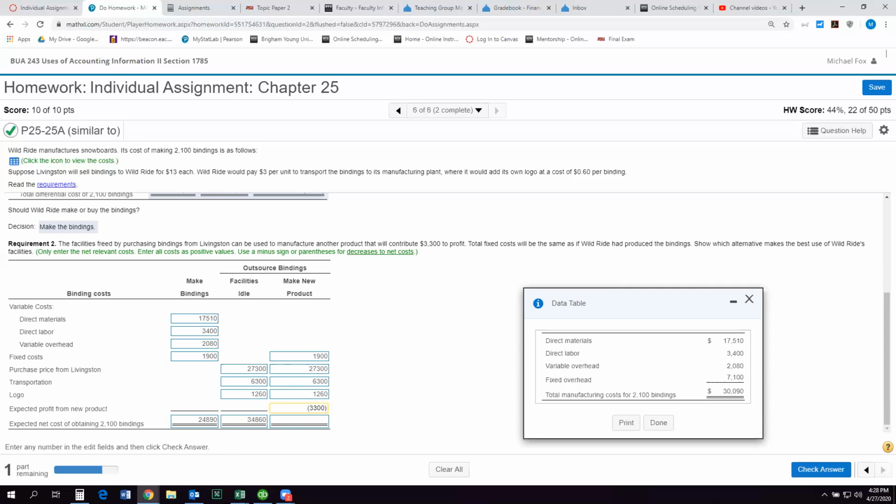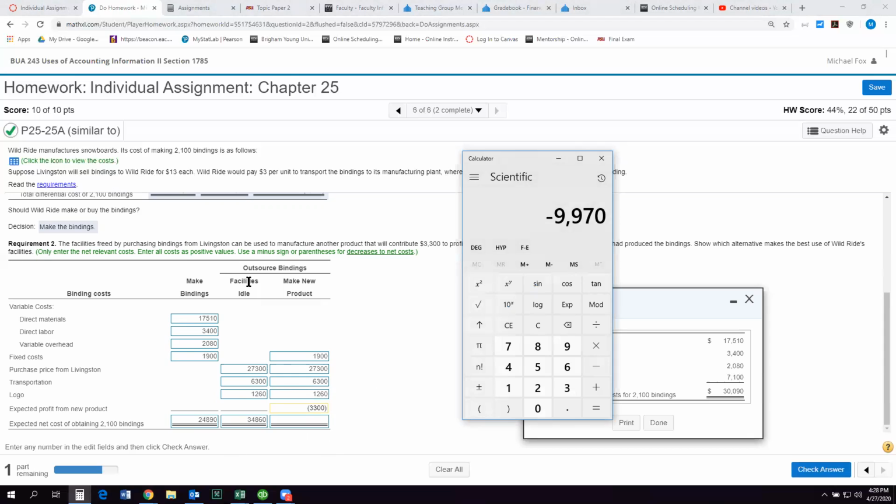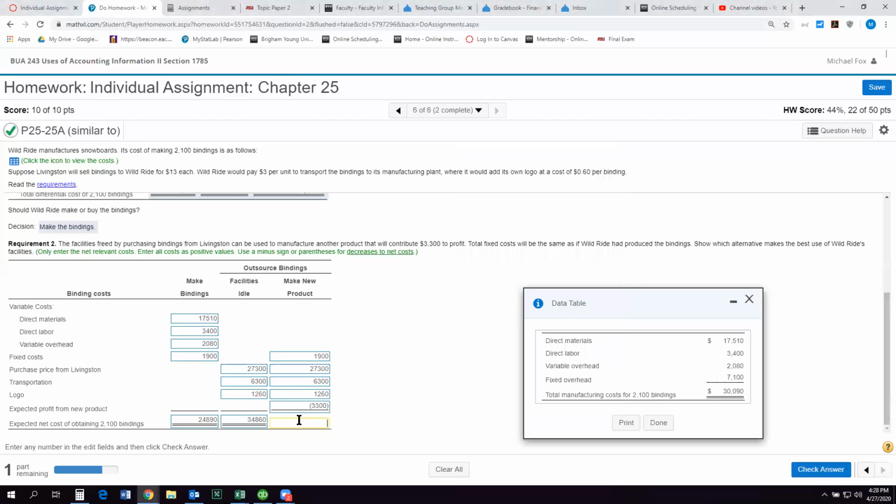Then we'll add all those up and see if outsourcing and making a new product comes out to be a better deal than making the bindings ourselves. The answer is no. Even though we make an extra 3,300, it costs us 1,900 more to do that, and it's still not as good as just making the bindings ourselves.